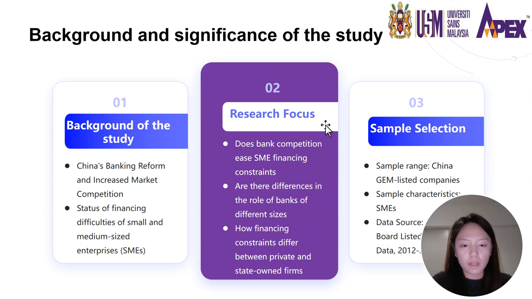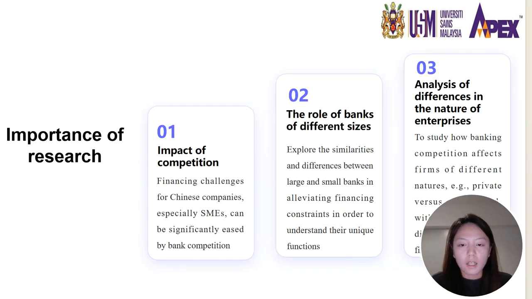In terms of sample selection, we selected listed firms, especially SMEs in China's growth enterprise market, and the data are derived from listed firms in China's GEMs from 2012 to 2022. The importance of the study lies in the impact of bank competition, the role of banks of different sizes, and the analysis of differences in the nature of firms.